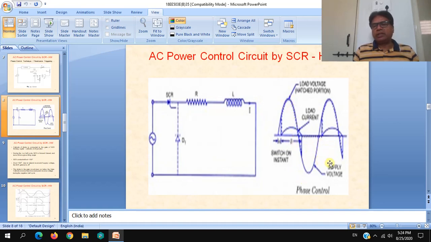In the negative half cycle, also the same thing can be done, but this is used for only half wave because you are using only one SCR.